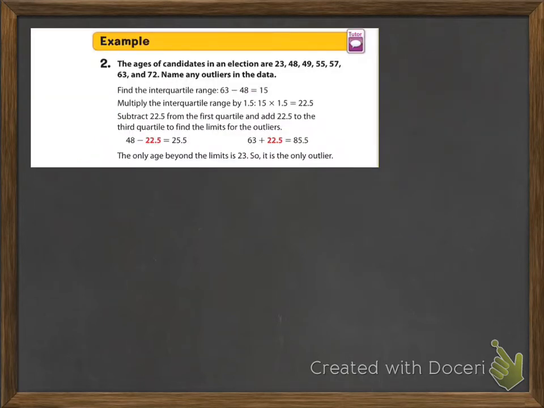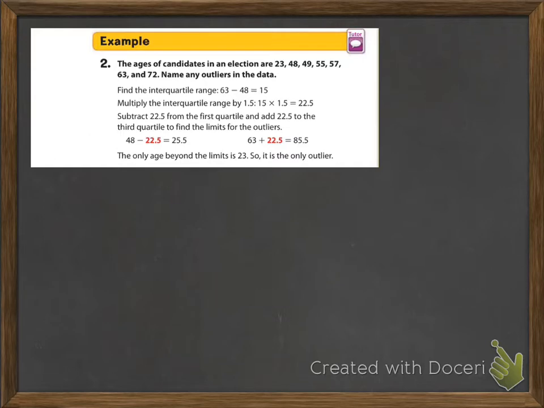All right. So let's look at example 2. Now, on this example here, it reads, the ages of candidates in an election are 23, 48, 49, 55, 57, 63, and 72. You need to name any outliers in the data. Now, to find the outliers in a data set, there's a lot of steps that you have to take. They're not difficult steps, but they are a lot of steps that you have to take.